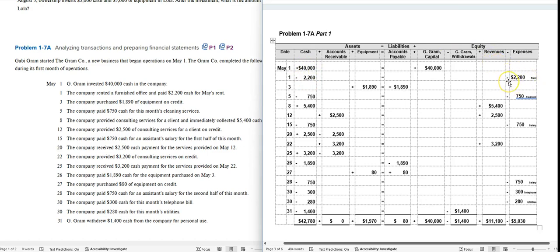Now this minus sign here is misleading because this looks like we are subtracting expenses for rent. We are not subtracting expenses. This minus sign means the increase to the expense is causing overall equity to go down.